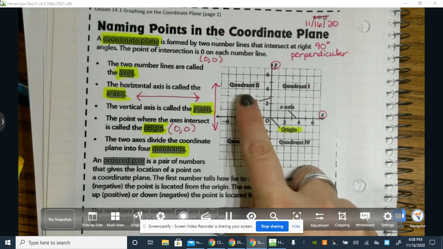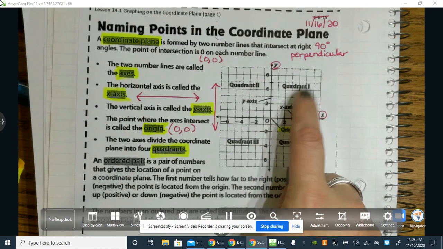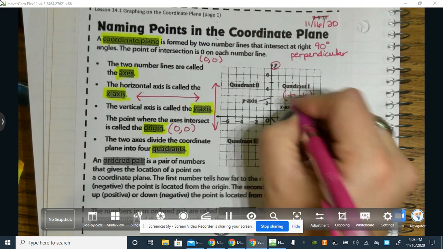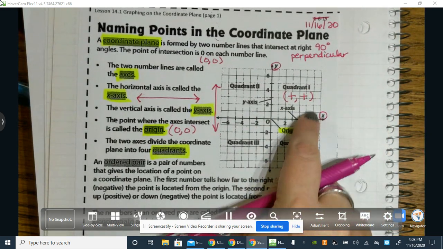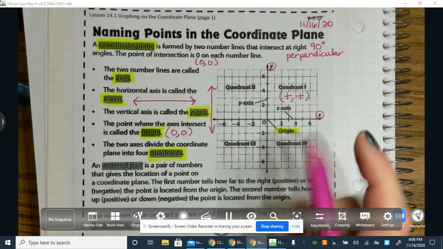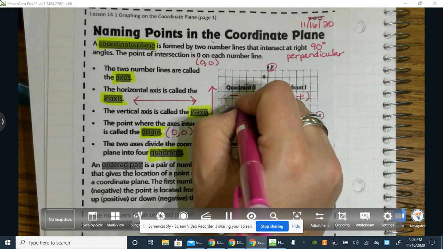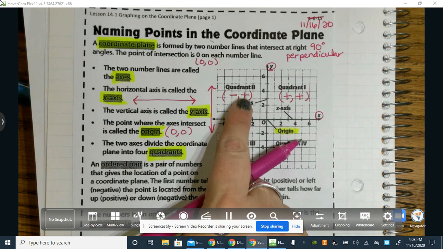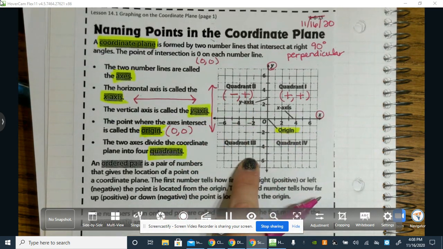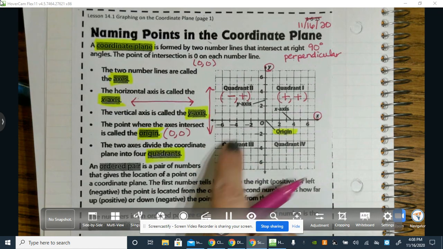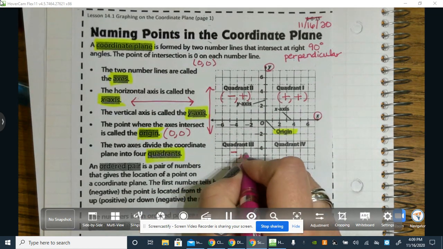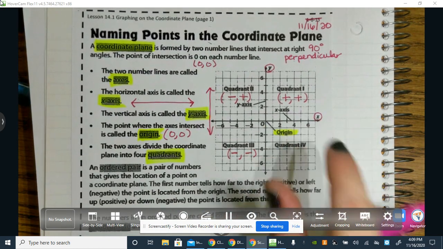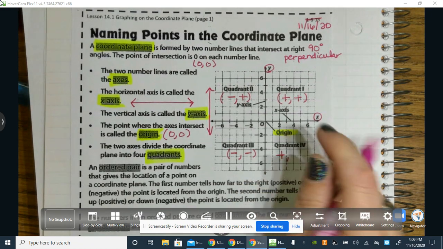You have quadrant 1, quadrant 2, quadrant 3, and quadrant 4. In quadrant 1, all numbers will be both positive. The x will be positive, the y will be positive. Now when we move over here to quadrant 2, we're going to go left. So the x is negative, the y is positive. Quadrant 2 will always have a negative x and a positive y. Come down here to quadrant 3. Well, we're going to the left, negative, and going down, we're looking at negative numbers. So both the x and the y would be negative. And then quadrant 4, we're going to go to the right, so it's positive, and go down, which is negative.